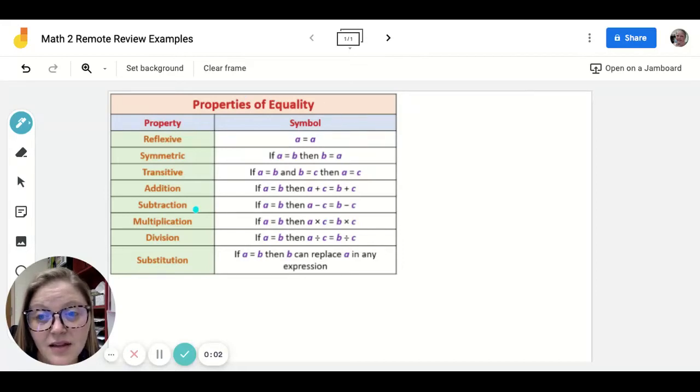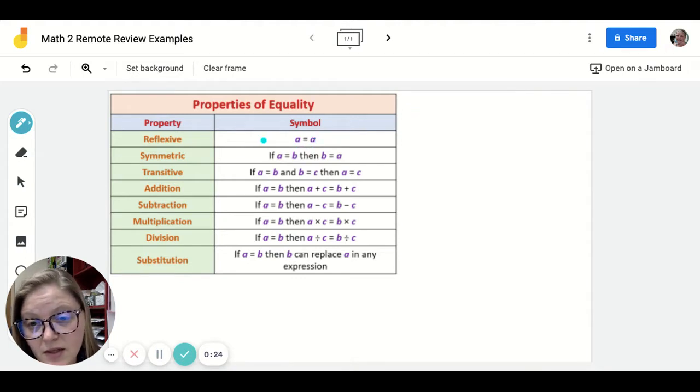This is a list of all the properties of equality. So what you're looking at are the symbols. This is kind of telling you what that property of equality means. So for example, if I'm talking about the reflexive property of equality, it means no matter what I have, letter A is going to equal itself, letter A.